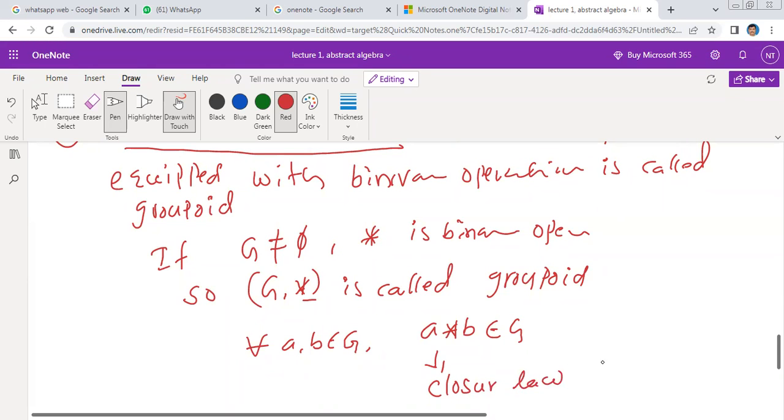This is called as a closure law or closure property. Yes. So it means a non-empty set equipped with a binary operation, then it is called as a groupoid or quasi group.